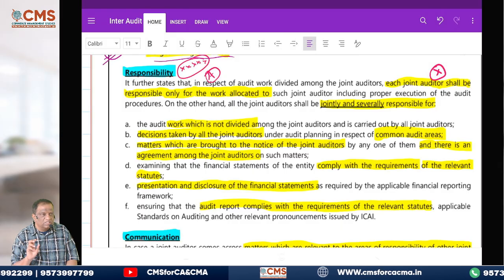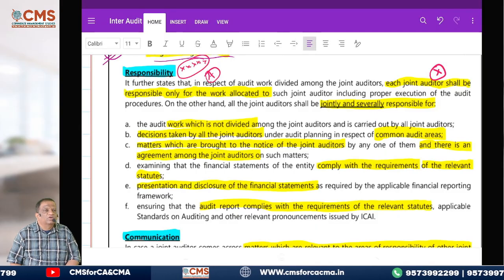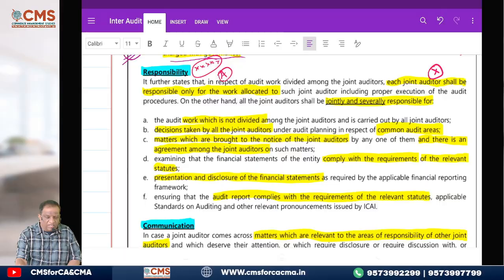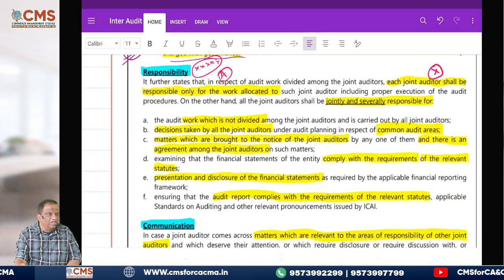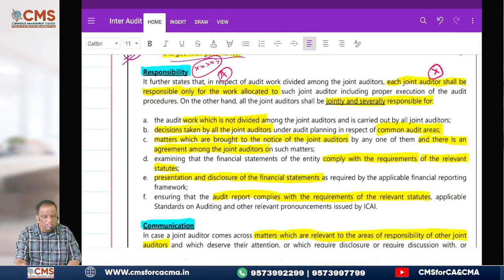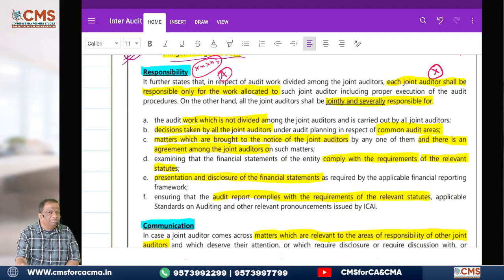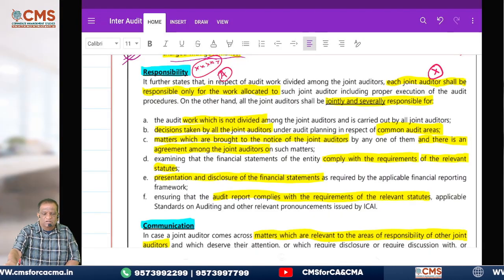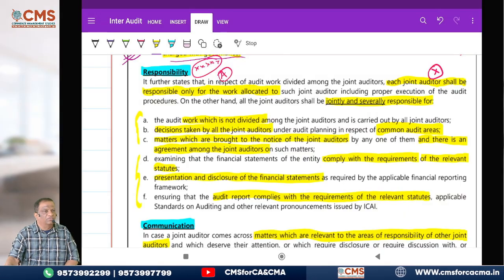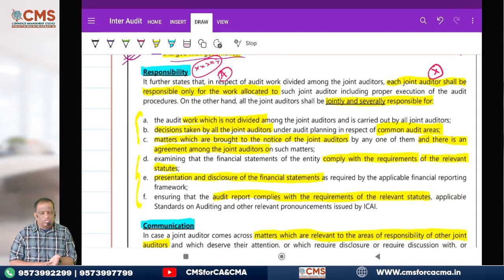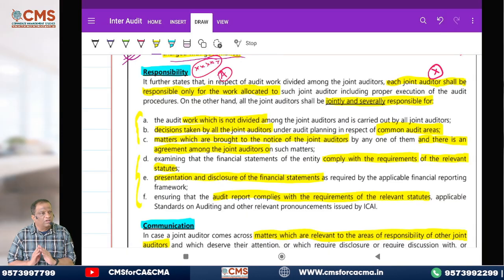But there are certain situations where the joint auditors would become jointly and severally responsible. What are those situations? First, work not divided; second, common audit areas; third, matters brought to the knowledge of other auditors; fourth, compliance of statutes; fifth, presentation and disclosure of financials; and sixth, audit report compliance. It's easy because it's a stock question. Earlier, in traditional questions, it was almost a repeat question, but now he is not asking. So A, B, C are different and D, E, F are different. DEF is all about compliance: compliance with the statutes, compliance with the financial statements, and compliance with the audit report. For these compliances, all joint auditors are collectively responsible.